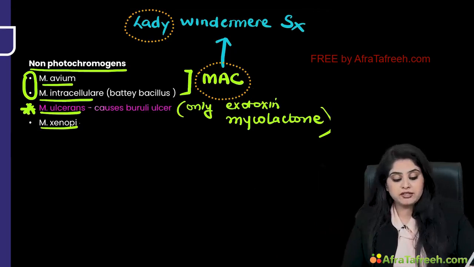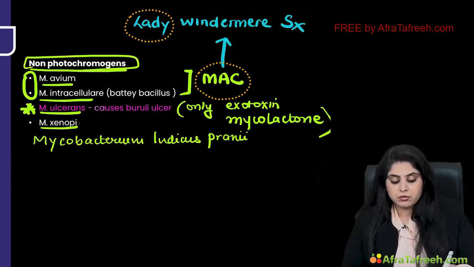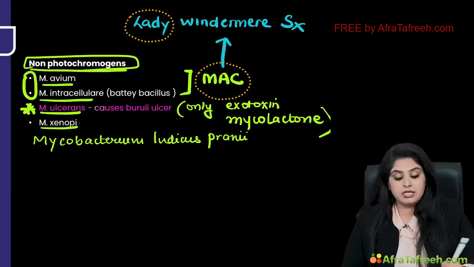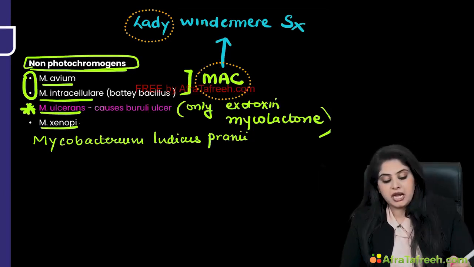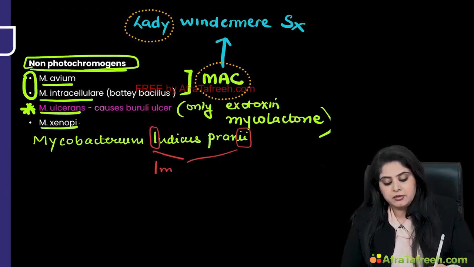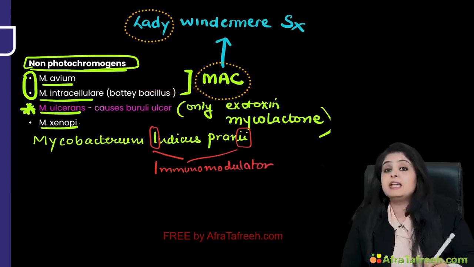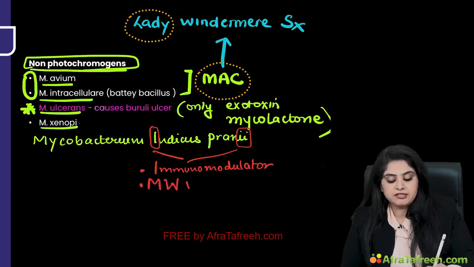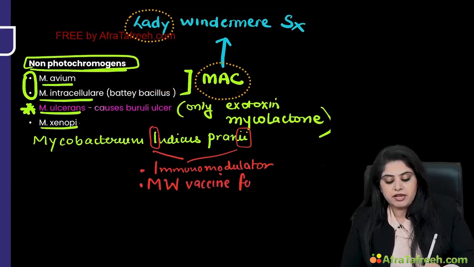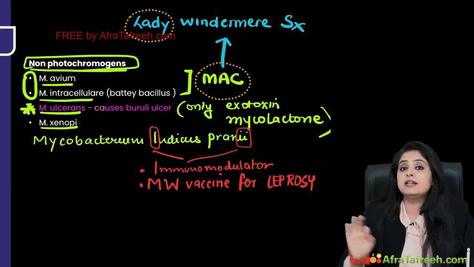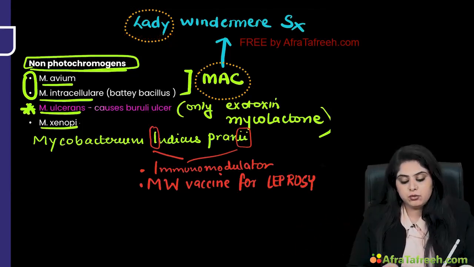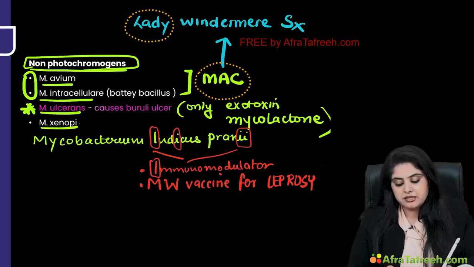Also, there's one more organism that comes under the same non-photochromogens, known as Mycobacterium indicus pranii. What is this Mycobacterium indicus pranii? If you realize, it is indicus pranii, lots of eyes. This is an immunomodulator. Why am I using this immunomodulator? This has now been used for making a leprosy vaccine. Ek MW vaccine hai for leprosy. This is an MW vaccine for leprosy, and that is where you are using this strain. So remember, Mycobacterium indicus pranii is going to be an immunomodulator, and it is used for making a vaccine for leprosy.